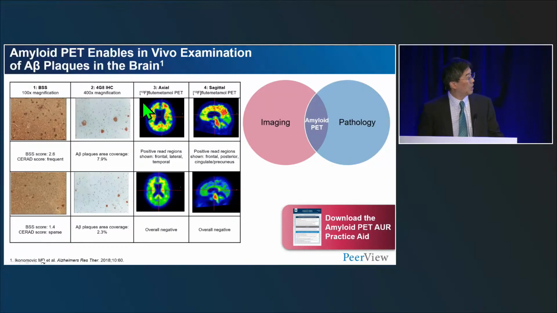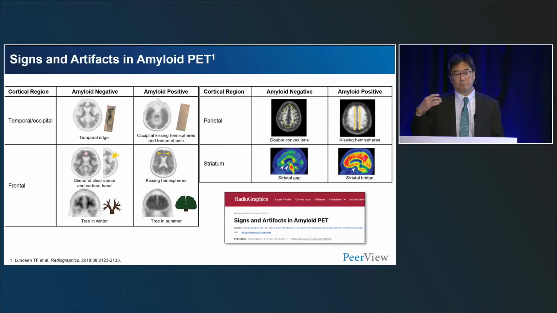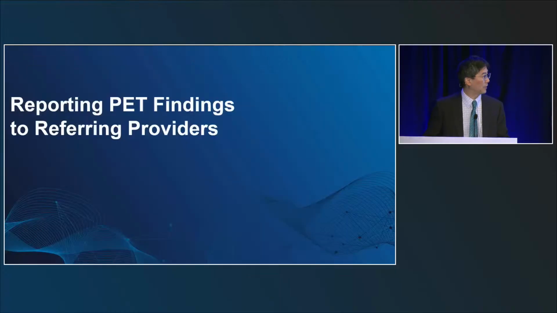So a negative scan correlated on neuropathology to none to sparse amyloid plaque, okay? And positive scans visually are correlated to levels of plaque on neuropathology that are moderate to frequent. And that level of plaque is consistent with Alzheimer's disease. All right? This is a paper I had in RadioGraphics. The first author is one of my great fellows that I had back in the day. And we have some very helpful signs. We love our signs in imaging to help you interpret more accurately visually the temporal, occipital, frontal, parietal, and striatal regions, specifically in flutemetamol. Okay, so a nice RadioGraphics article there that is included in the resources at peerview.com.